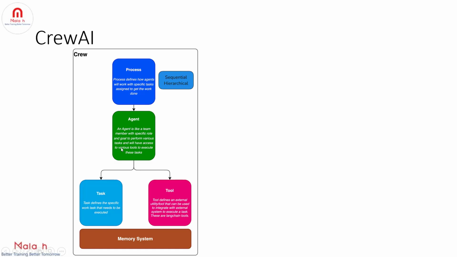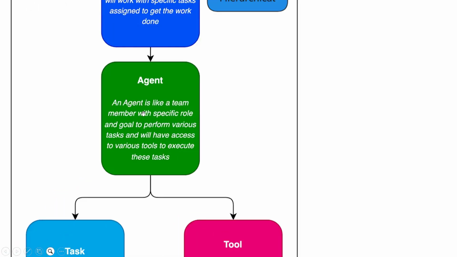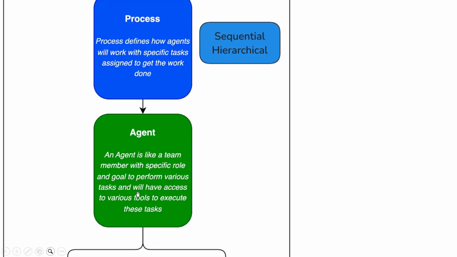And the next one is agent. So an agent is like a team member with a specific role and goal to perform various tasks and will have access to various tools to execute these tasks, right? So an agent is nothing but an LLM which has its own intelligence because it has been trained, it has tool access, it has domain data, that is RAG, and it has memory which will do a specific task that we assign. And agents interacting with each other is called a process.